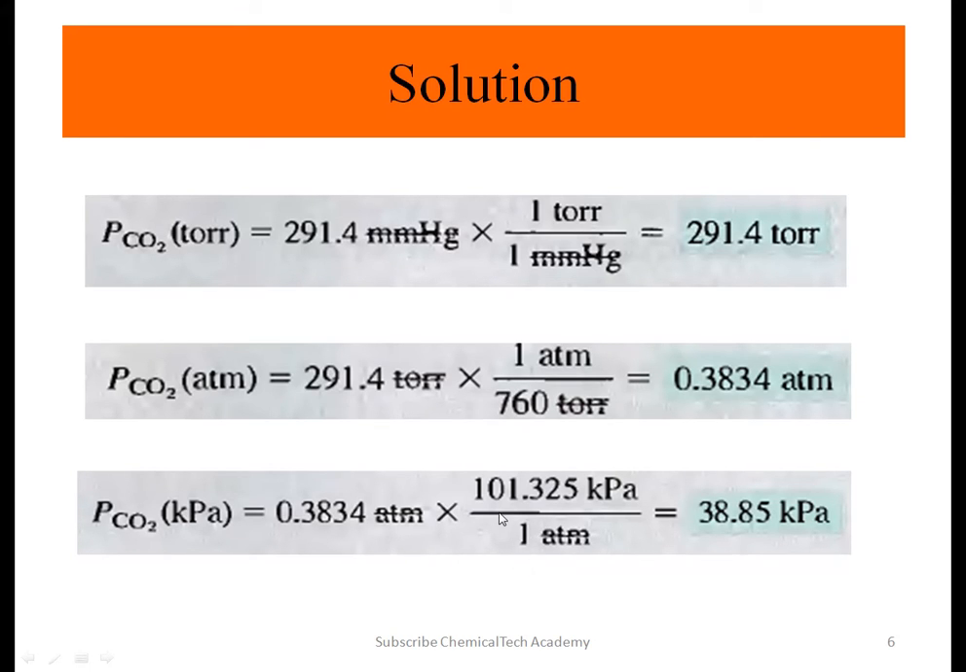And third part, we need to convert it to kilopascal. So 1 atm is equal to 101.325 kilopascal. So we write it like that. So these two atm cancel each other, so it's going to be 38.85 kilopascal.